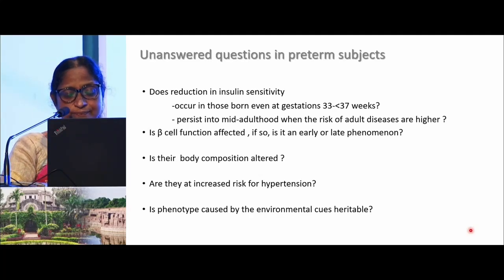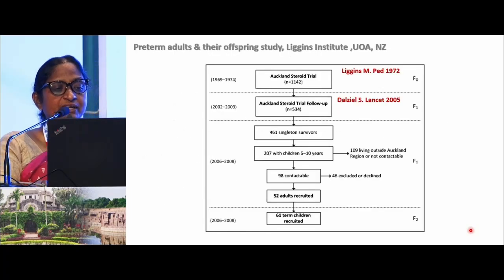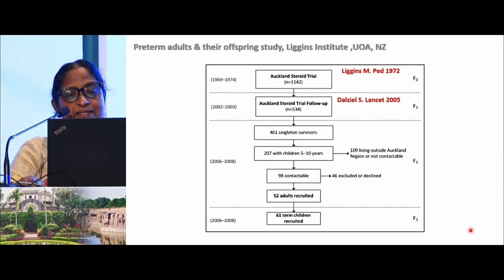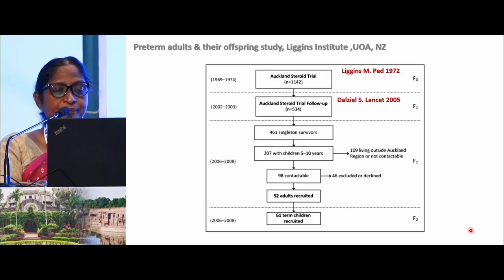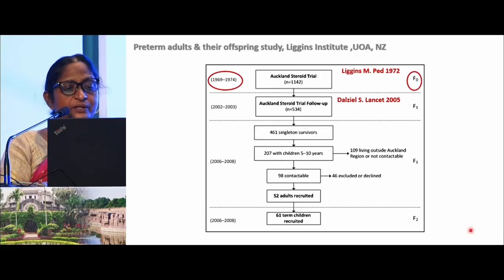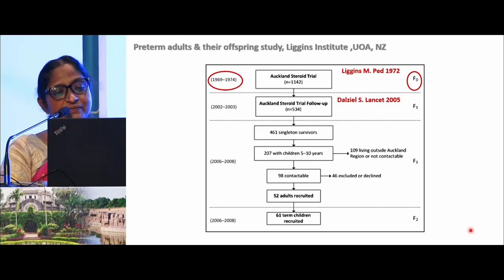the next generation. So we embarked upon the study on preterm adults and their offspring at the Liggins Institute, University of Auckland. We had a very interesting cohort. Between 1969 and 1974, the world's first ever Auckland steroid trial happened, where women with threatened premature labor were randomized to receive either betamethasone or placebo.